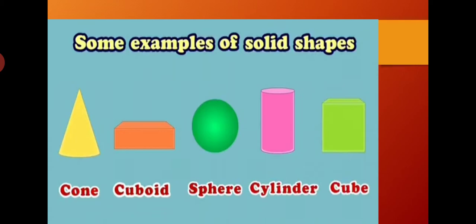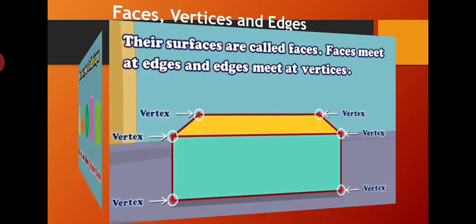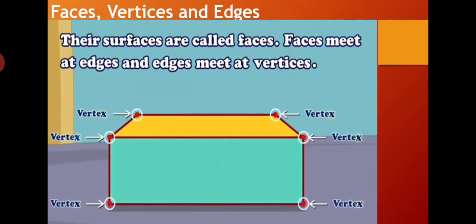You have learned something in class 3. In this class, you have to learn very well how many faces, edges and vertices there are in each solid shape. So before learning each shape, first of all, we should know what we mean by faces, vertices and edges. Flat surfaces are called faces. Then faces meet at edges and edges meet at vertices.